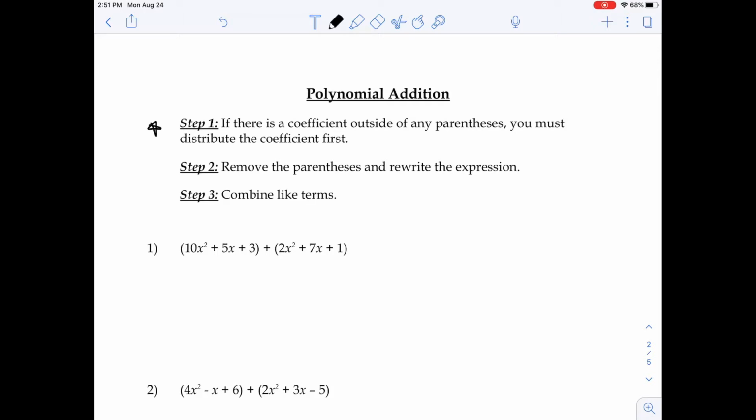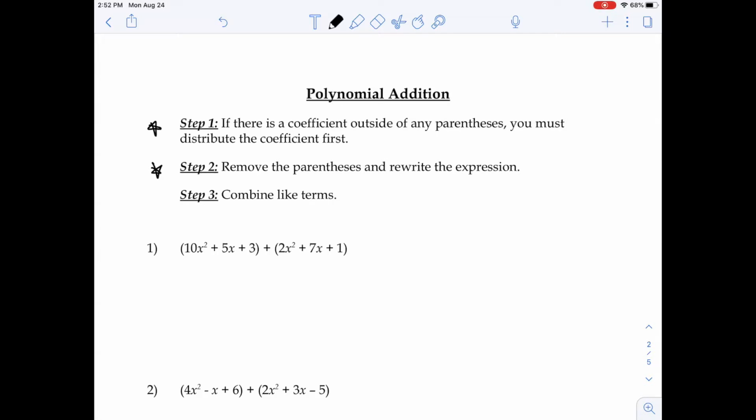So the first thing that we want to do is if we have a coefficient outside any of the parentheses, we want to go ahead and distribute that first. Now this problem number one doesn't have that, but that's definitely the first step if we do have it. Step number two, we just want to remove the parentheses and rewrite the expression.